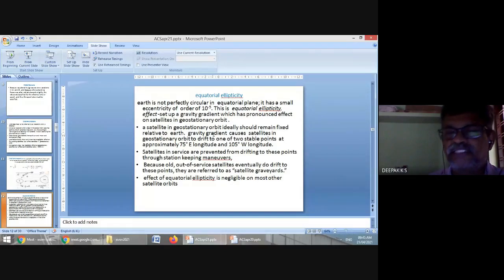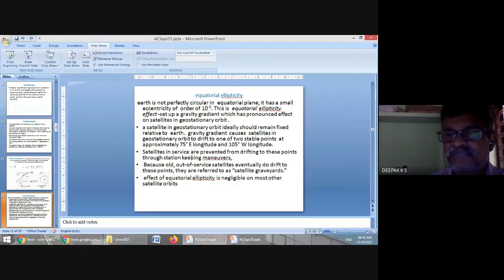A satellite in geostationary orbit ideally should remain fixed relative to Earth. That is what we theoretically assume. However, because of this equatorial ellipticity, the gravity gradient is there and it causes the satellite in geostationary orbit to drift. And finally, it is found that there are two stable points, 75-degree east longitude and 105-degree west longitude. Longitude is east-west. So finally, they will settle there after drifting gradually, if no corrective actions are taken.